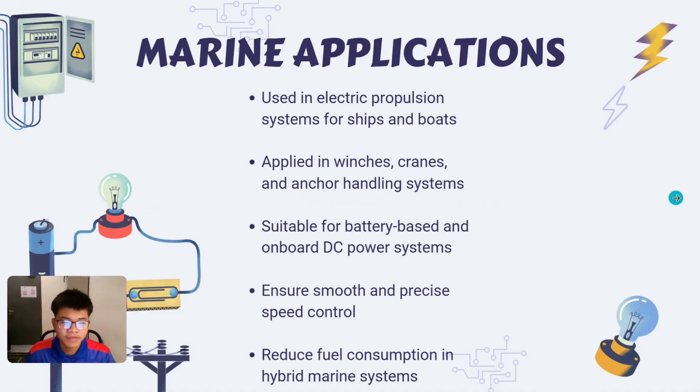Next, in marine application. DC machines are also used in marine applications such as ship and boat. They are used in electrical propulsion system, which help move the ship through the water. They are also applied in winches, crane, and anchor handling system, which are important for lifting heavy equipment on ship. DC machines are suitable for battery-based and onboard DC power system and help ensure smooth and precise speed control. Can also help reduce fuel consumption in hybrid marine system.